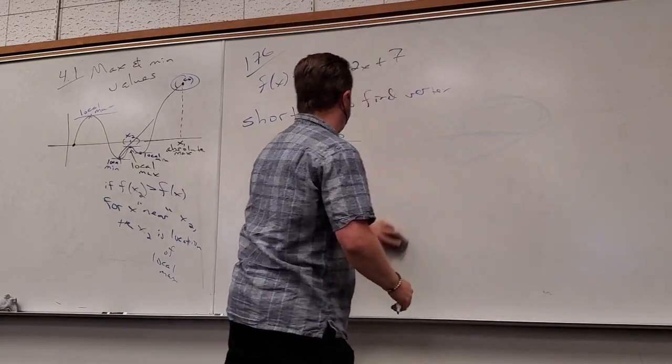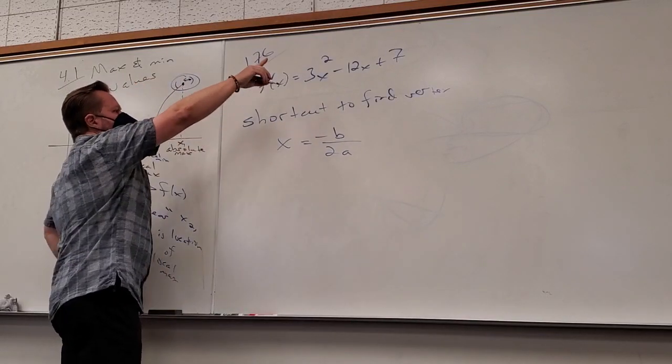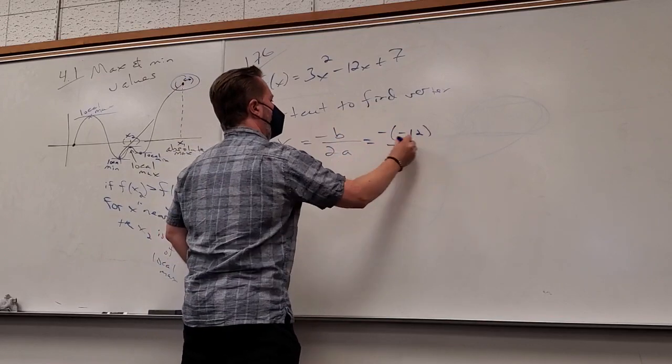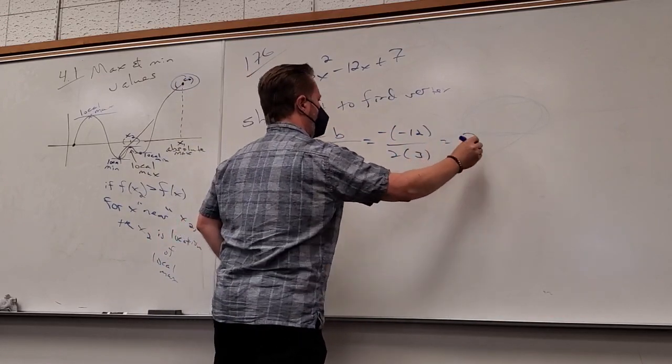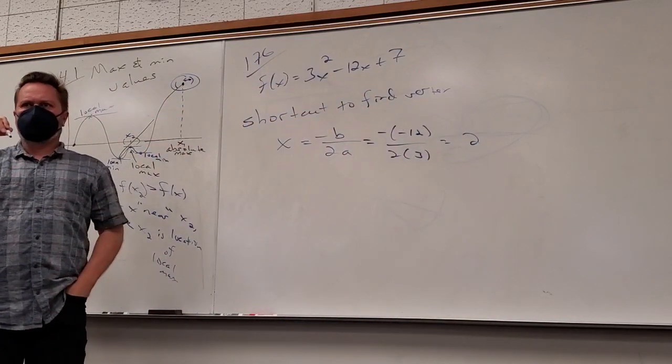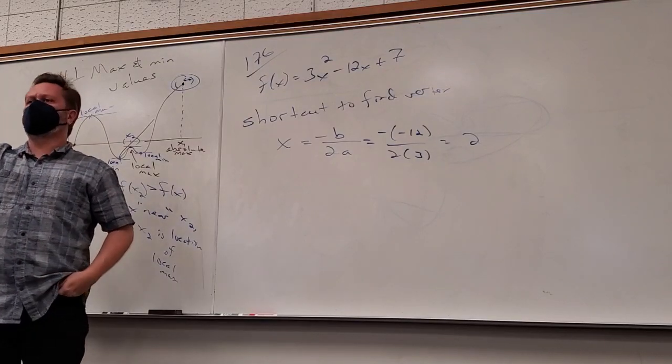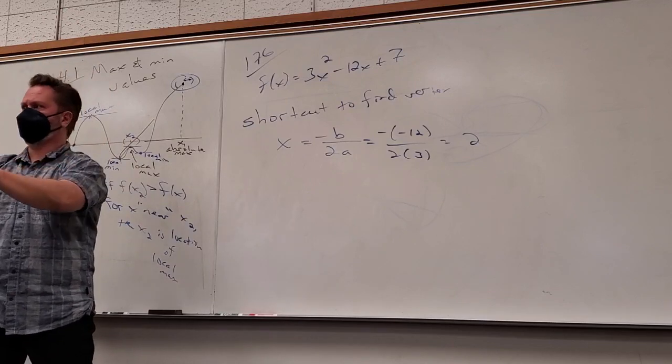Calculus, of course, makes everything much simpler. So what is this? This will be negative 12 over twice 3, which is 2, right? And then you would plug 2 back in to get the point, to get the vertex, yes?